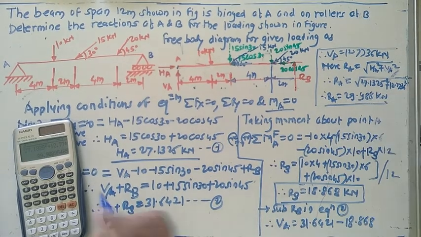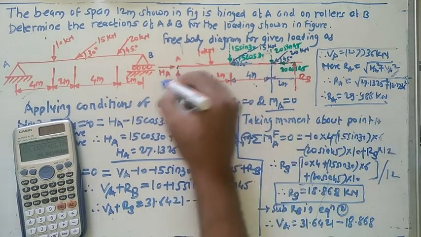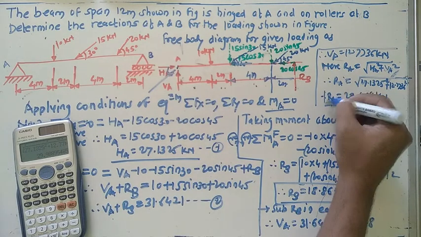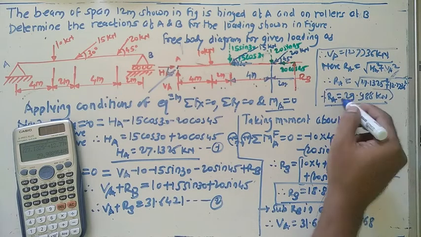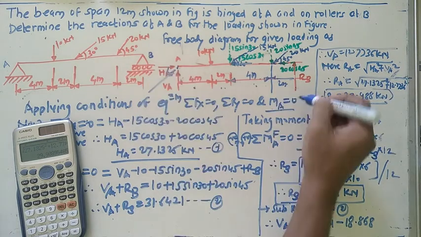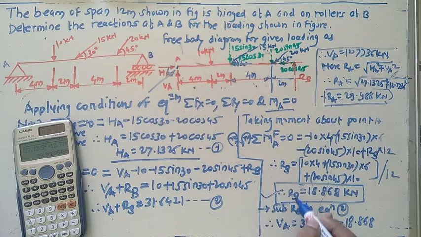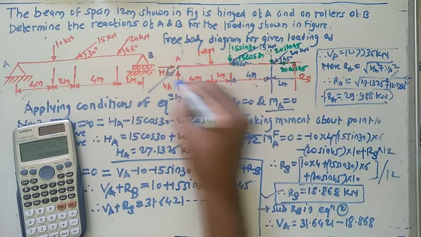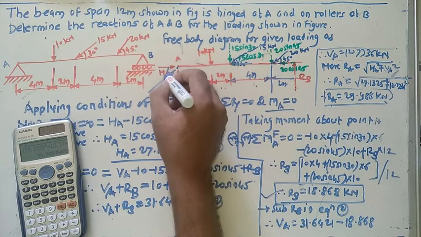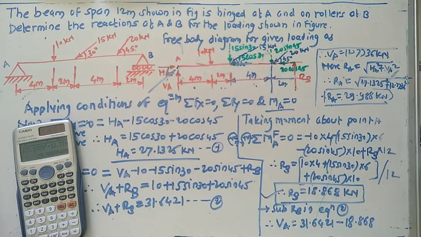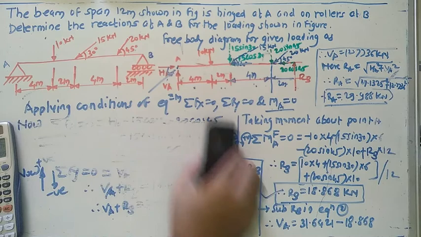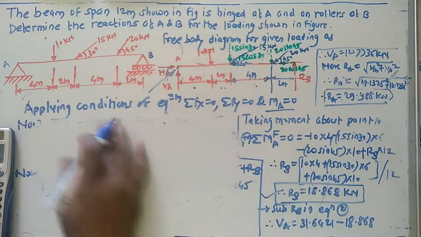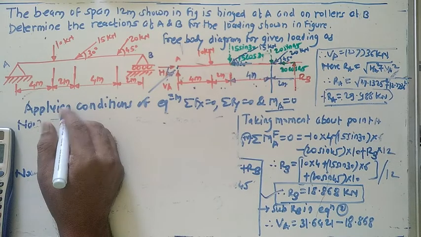Once we get the value for RA, we get the value of the angle theta. No doubt we get the values of HA, RB and RA, but if you look at this diagram, RB acts vertically in the upward direction. After solving this, we can get the value of RA. But what about the angle made by RA with the horizontal line? For that, you need to do one more step. Let's see the HA value and the VA value, so we get the inclination made by RA.